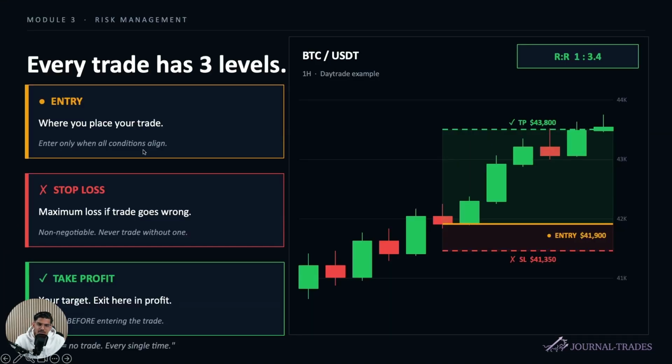So risk management starts with three things. You have an entry, you have a stop loss, and you have a take profit. The entry is the place where you place the trade, where you want to execute an order. Let's say Bitcoin is currently ranging between 41 and 42,000, and I want to buy at 41,900, just as right here in the example. That's where I place my order.